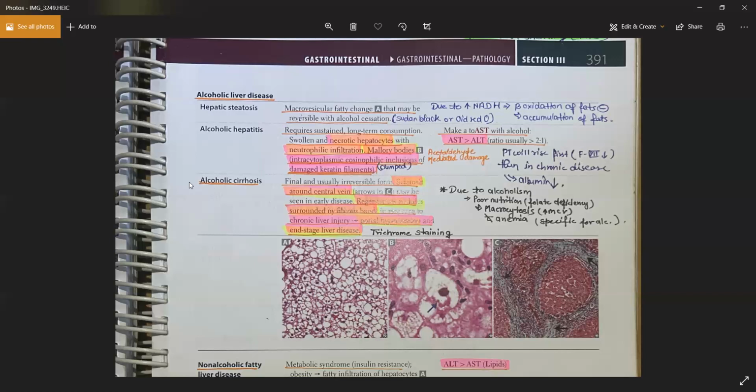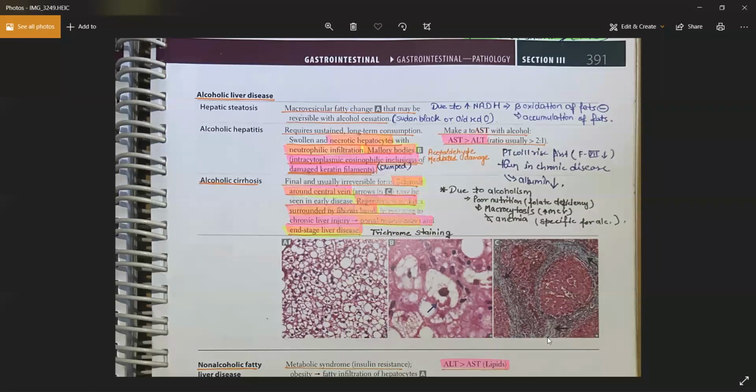The stellate cells, or Ito cells, will get activated and start doing the fibrosis. You will get sclerosis around the central vein also. You will get the formation of regenerating nodules. Very important, the regenerating nodules are surrounded by fibrous bands. These are the fibrous bands that you are seeing.